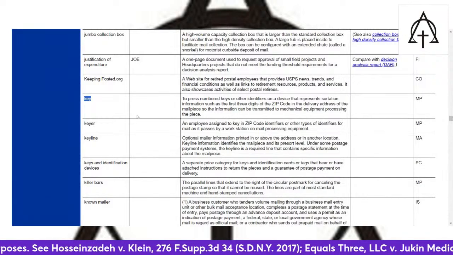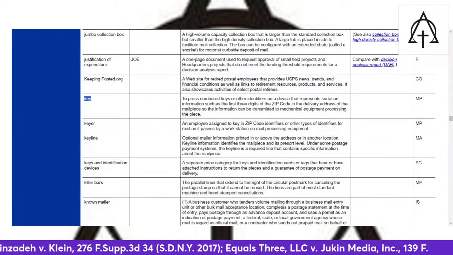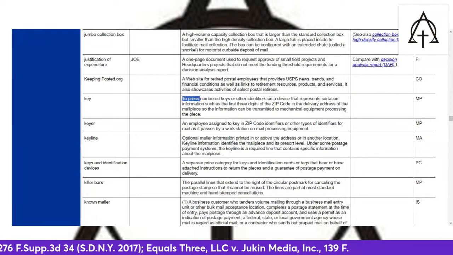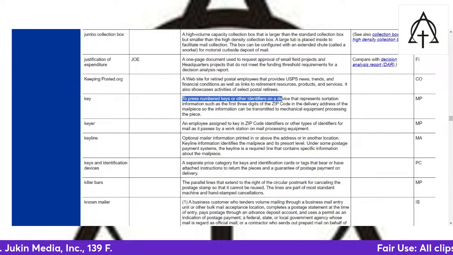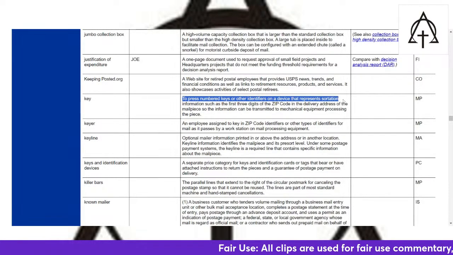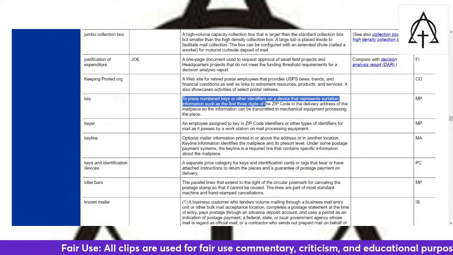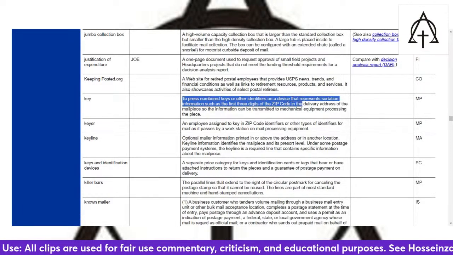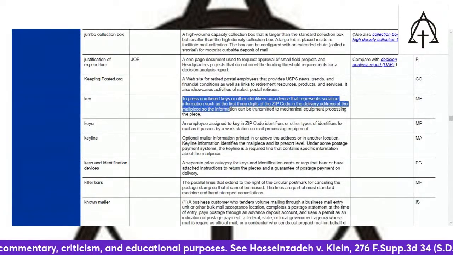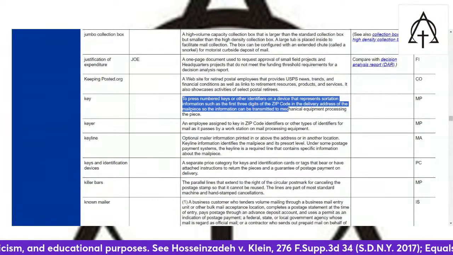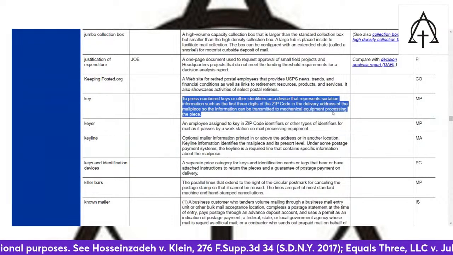Key. To press numbered keys or other identifiers on a device that represents sortation information, such as the first 3 digits of the zip code in the delivery address of the mail piece, so the information can be transmitted to mechanical equipment processing the piece.